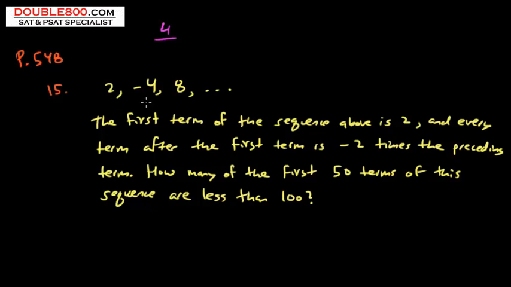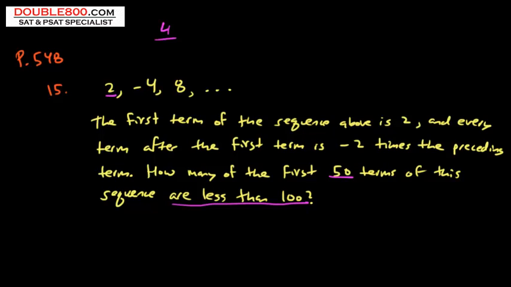We're given the first three terms of a sequence, 2, -4, and 8. The question reads, the first term of the sequence above is 2. We have that. And every term after the first term is -2 times the preceding term. So 2, -2 times the term before it is -4. And then -2 times the term before it, that would be -2 times -4 is 8, and so on. And the question states, how many of the first 50 terms are less than 100?